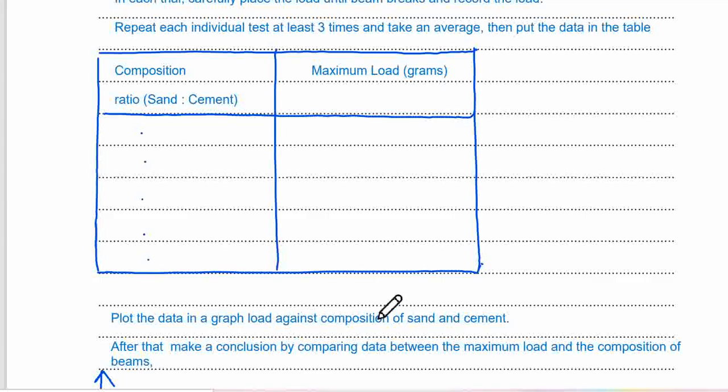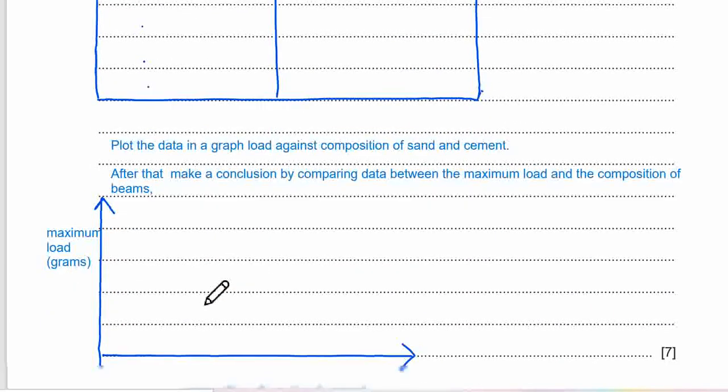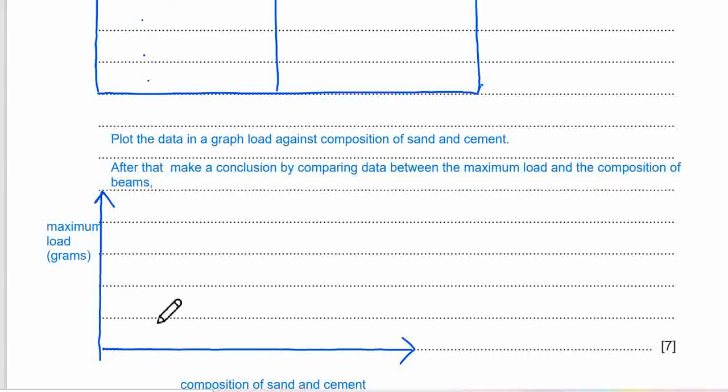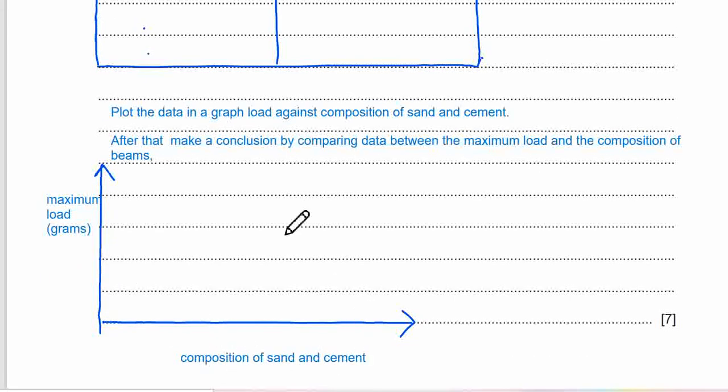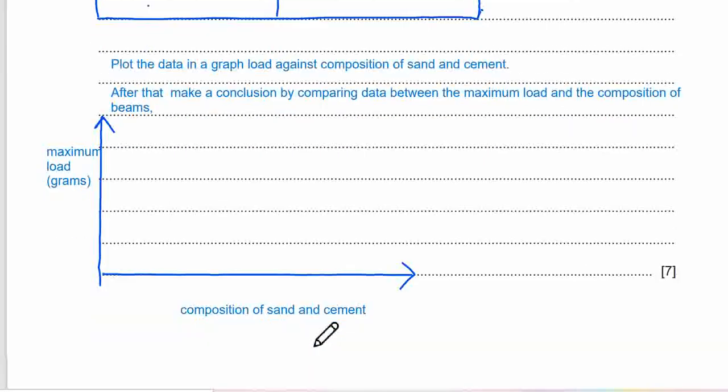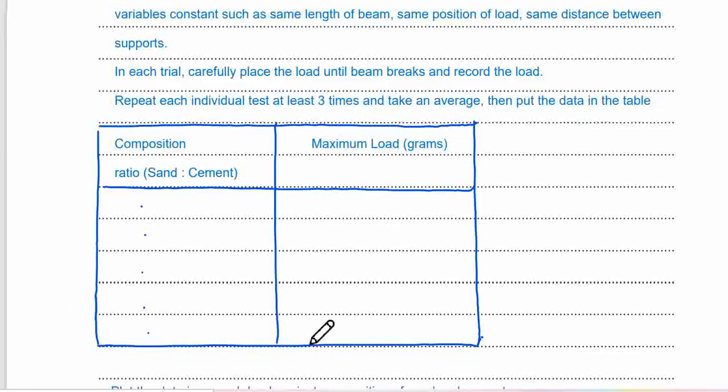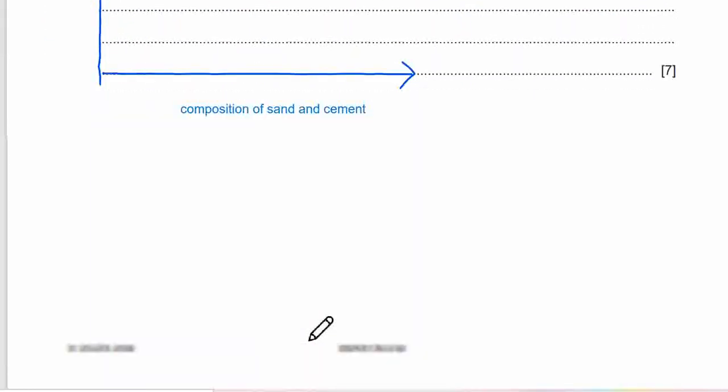So this is the independent variable, load will be the dependent variable, the data that we observe, it will be in the vertical axis, and this one will be composition of sand and cement. So after we plot the graph, we can see the pattern and make a conclusion by comparing data between maximum load and composition of the beam. So that's it. Cover up to 7 marks. That's the end of our discussion today.